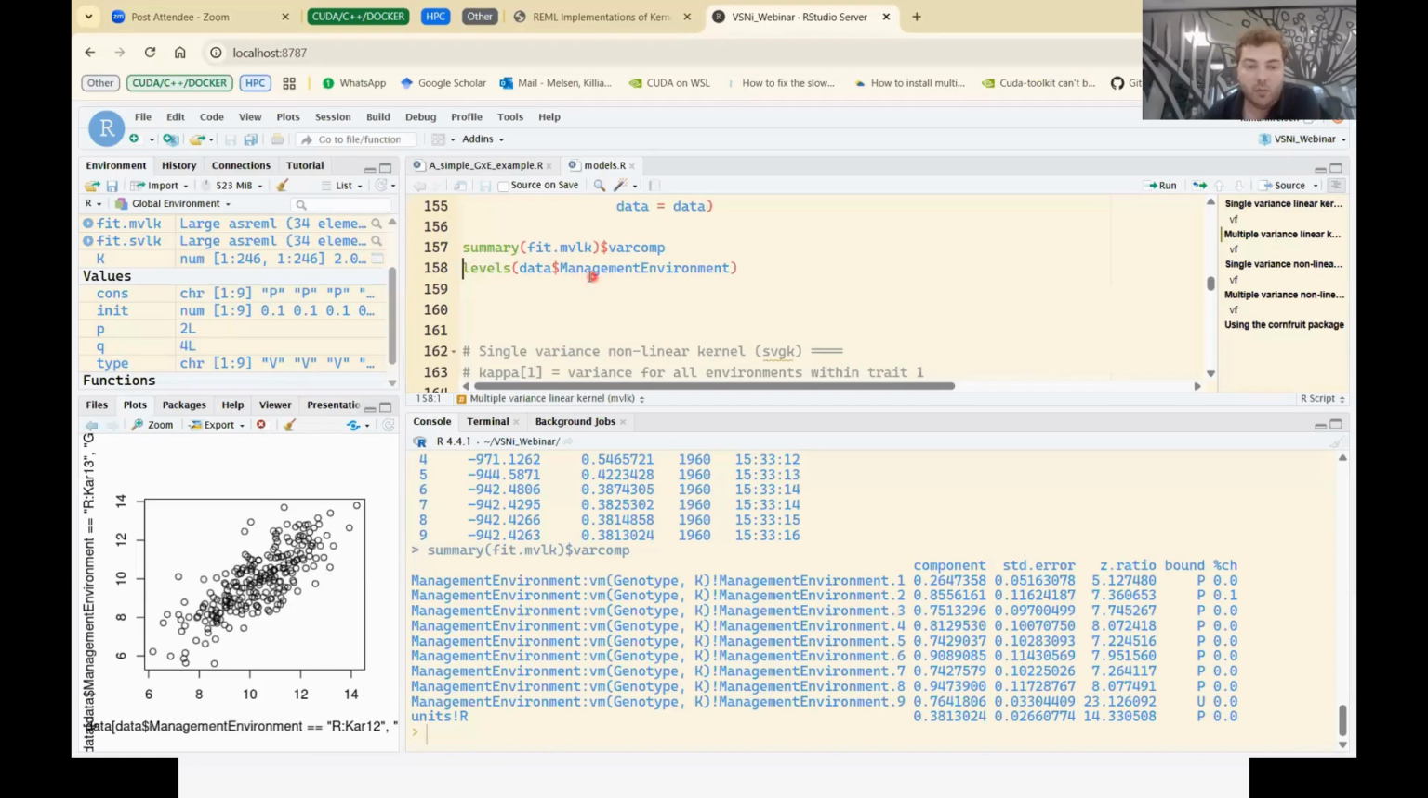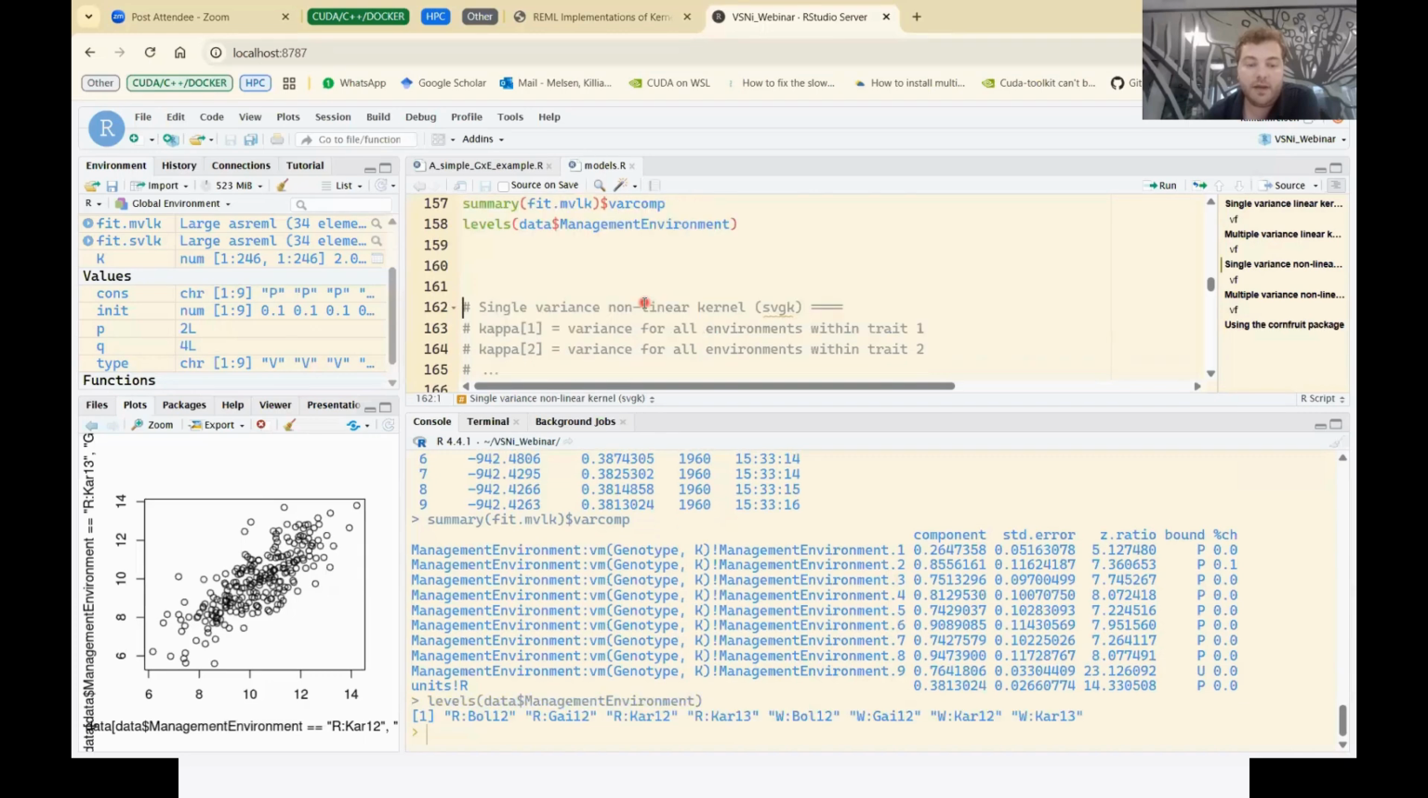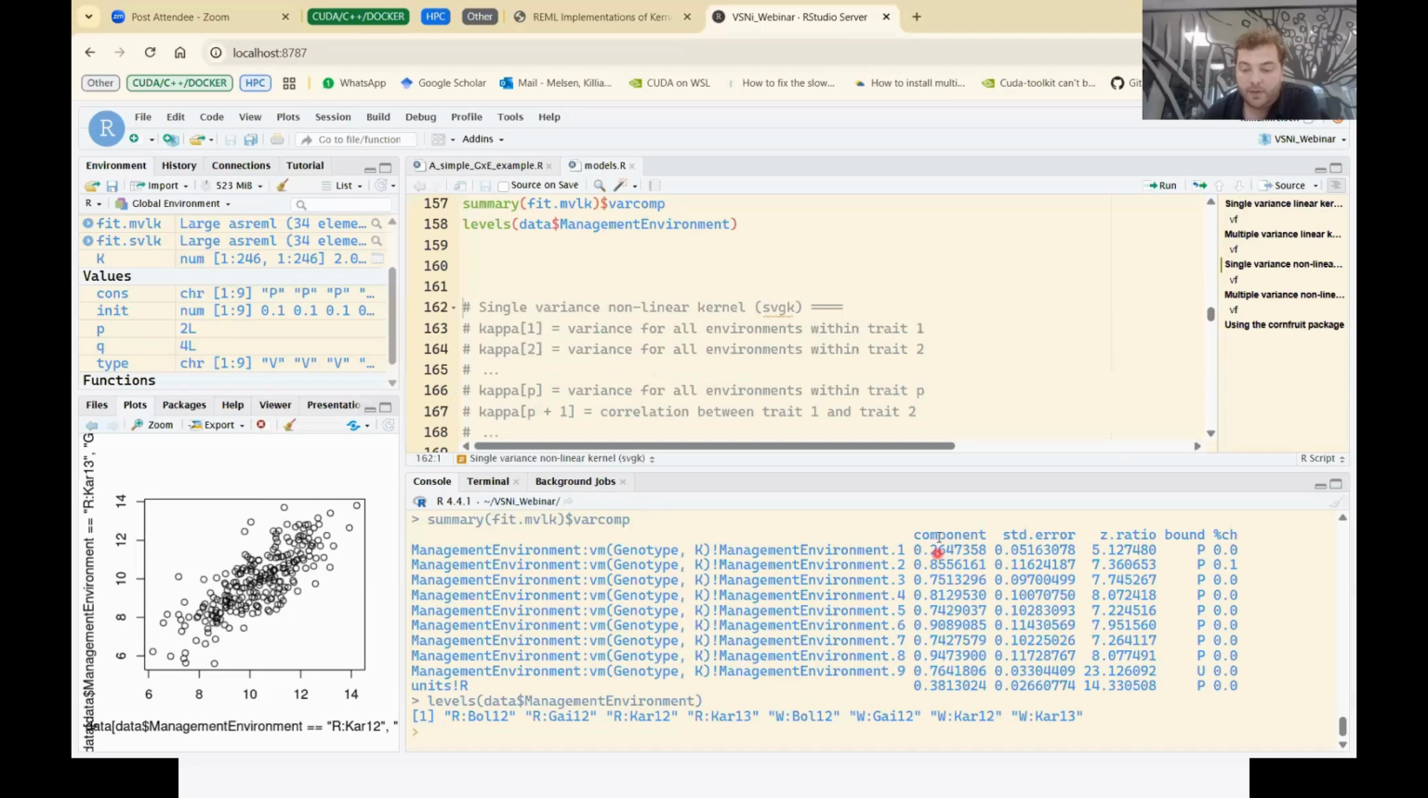Again, they don't include a label, but what you can do is look at the levels of the management environment factor in your data, and those are in the same order as these estimates. So 0.26 would be the variance for the rain-fed trial at the bowl 12 environment, so to speak. And 0.94 would be for the last one. We have some differences in variances, and we still have a relatively high correlation between the managements, so that's good.